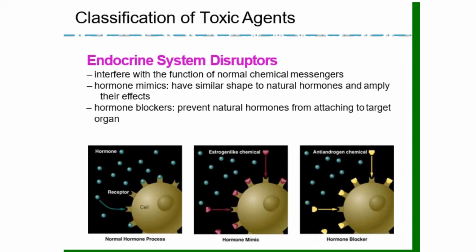The second one, we have the blocker. So, totally they will block it. Okay, so an anti-androgen chemical. In this case, this is the hormone, this is the receptor, so they will block the receiver area so that the hormone could no longer attach to the target cell.